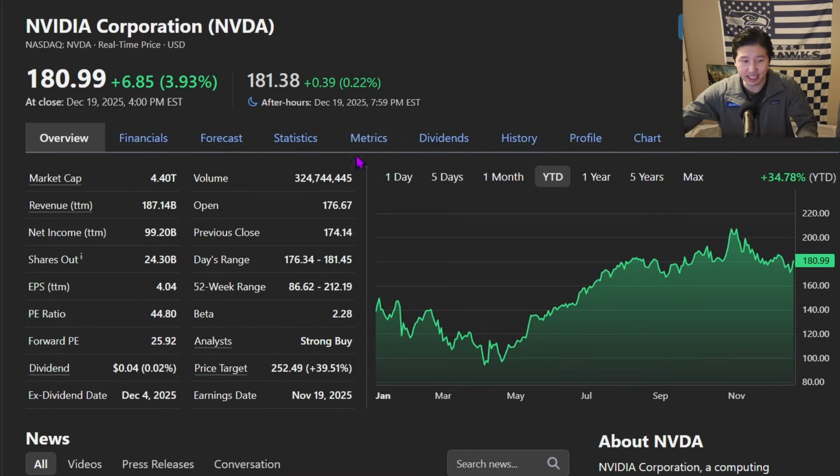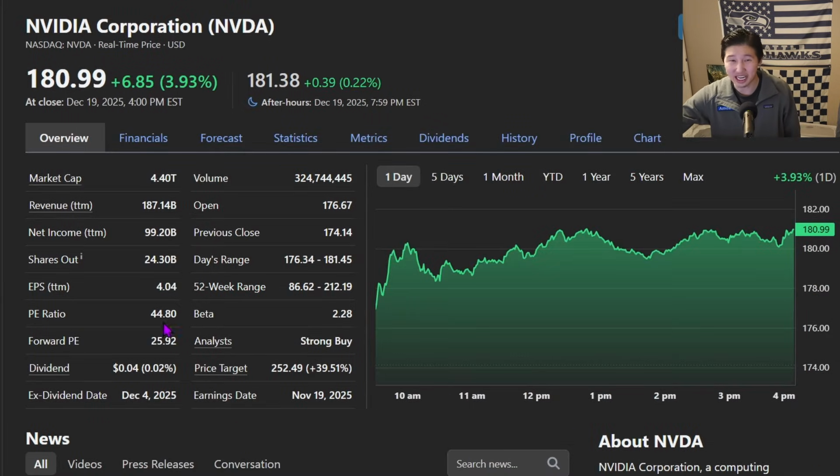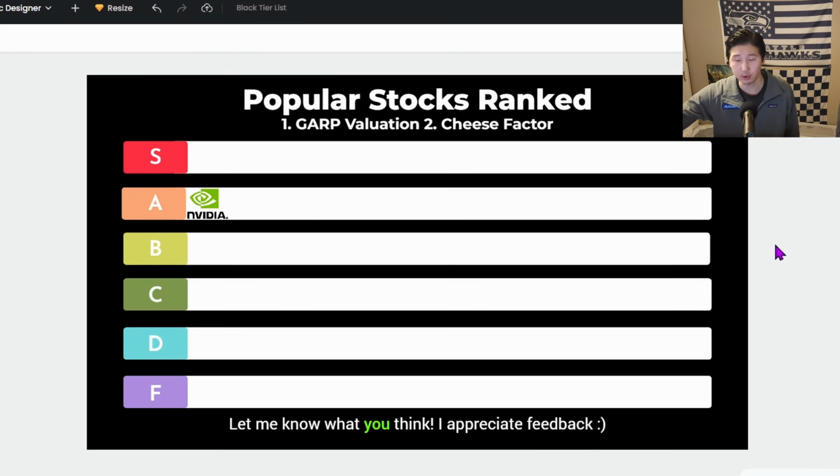I know you might look at their PE ratio based on the trailing 12-month EPS and say 44 is too high. But friends and family, if you take a look at the growth of their revenue of 65% year over year, I think it's kind of justified. Besides, when it comes to a growth company, I'm looking at the forward trading multiple. So at 26, I think that's really low. I'm bullish about their future. Their valuation looks great. So we're going to kick things off by putting Nvidia into the A tier.